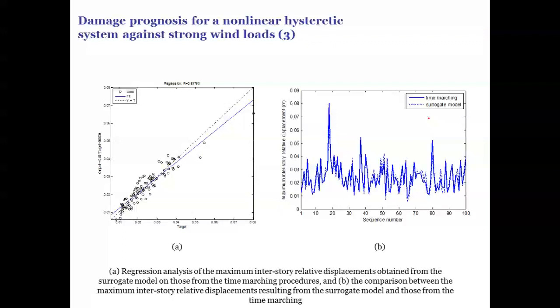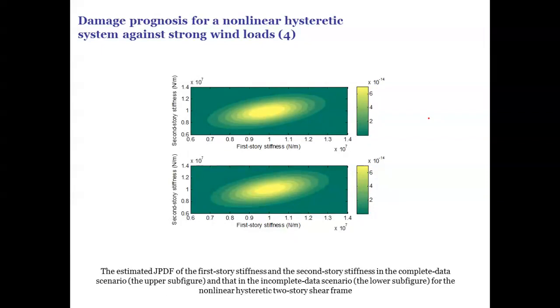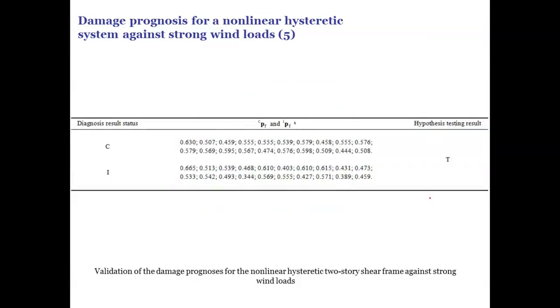Based on this trained artificial neural network model, we managed to proceed with the damage prognosis. So this is the result. By visual inspection, there is no huge difference, and this can be confirmed by the quantitative model as described here. Again, it can be confirmed that there is no significant difference between the data obtained in the incomplete data scenario and those obtained in the complete data scenario.